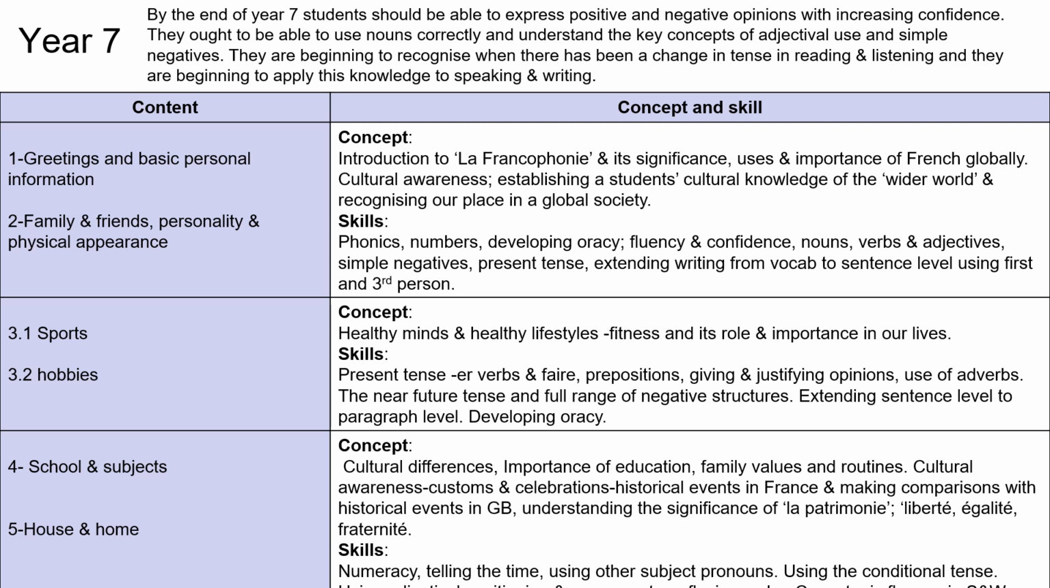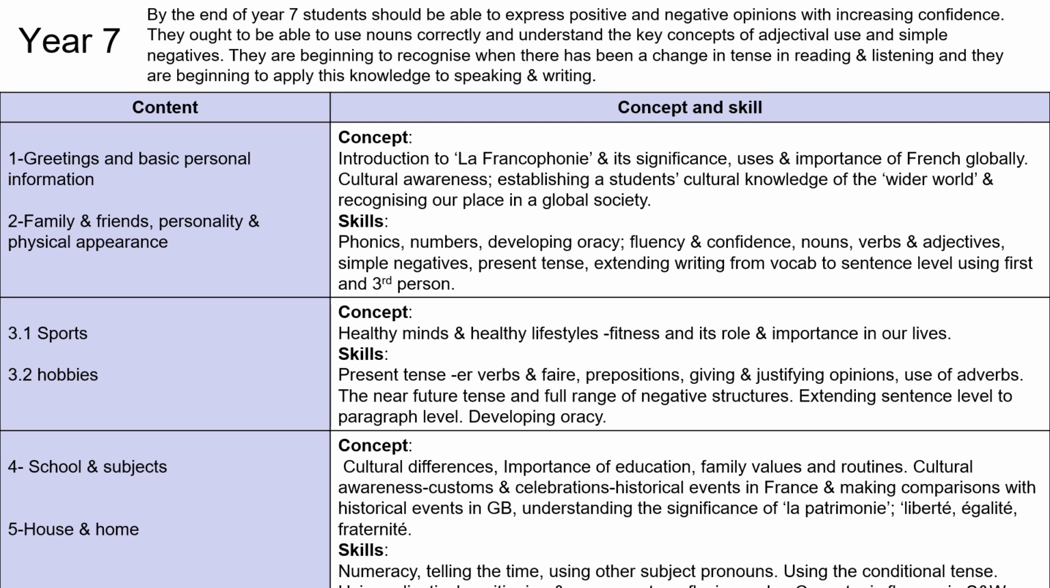In terms of the content of the year, in Term 1, we begin with greetings and basic personal information, discussing family and friends, and moving on to being able to first explore the use of adjectives to describe personality and physical appearance. We start Year 7 also looking in detail at phonics, helping students to understand sound patterns by exploring graphemes, and this helps support their spellings.